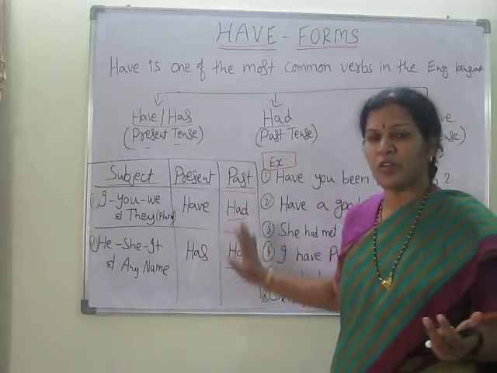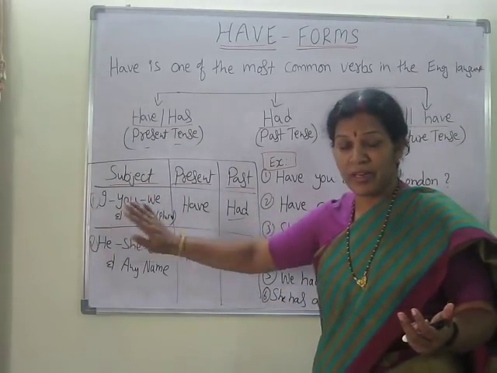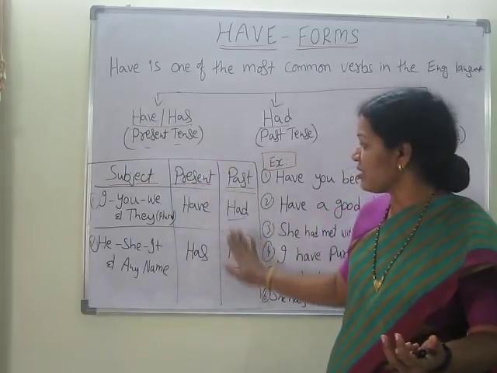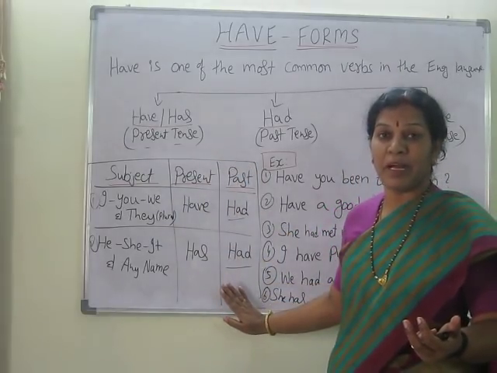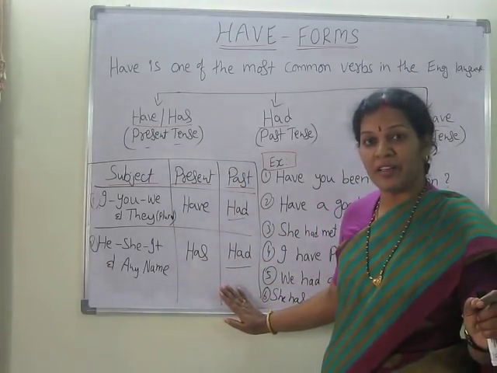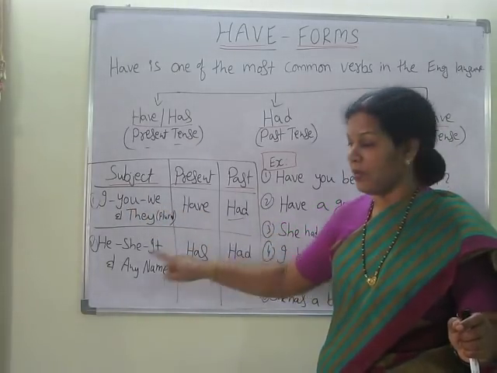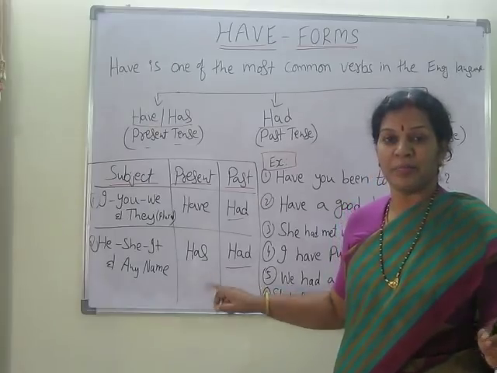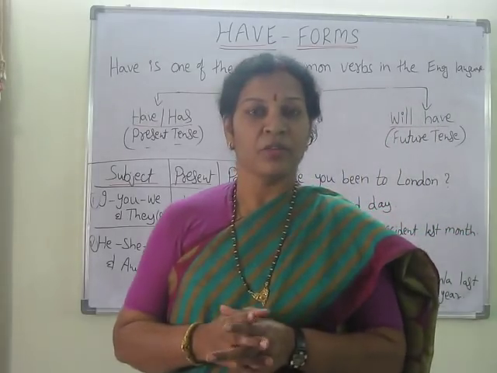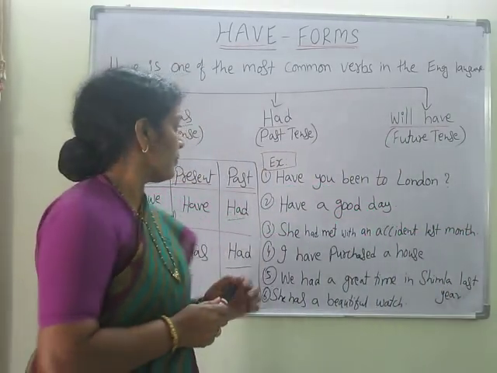Had is common for either subject one or subject two. On any side, the past tense is the same. For the past we say had only. Only for the present, for the first subject we say have, and for the second subject has. I'll give you a few examples so that you have more clarity.